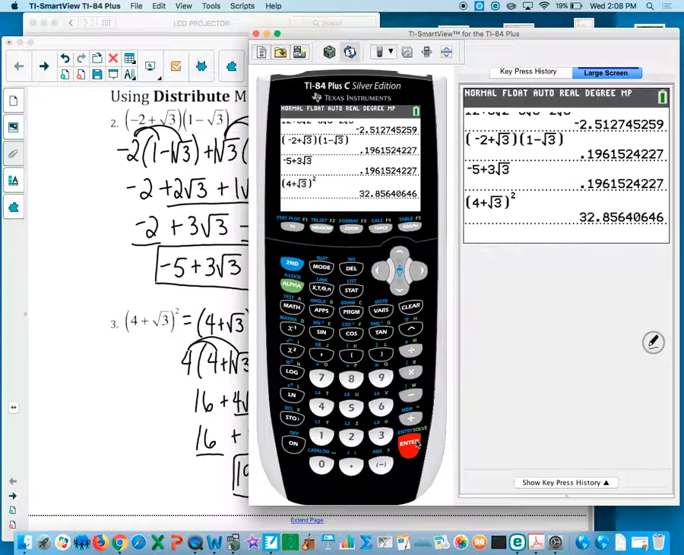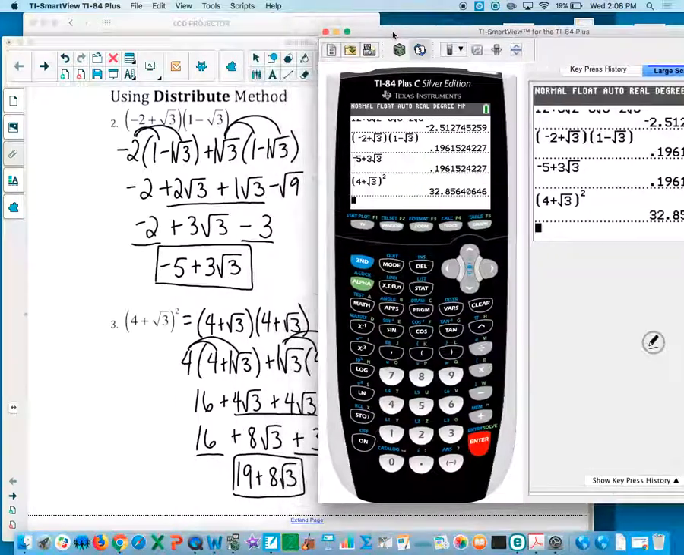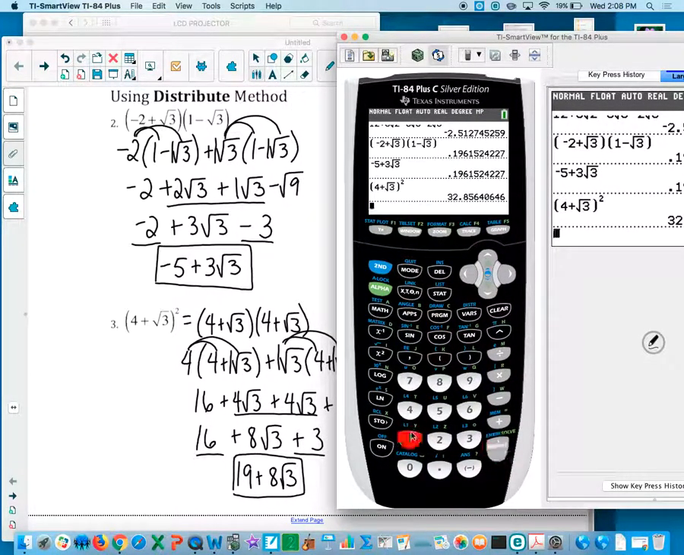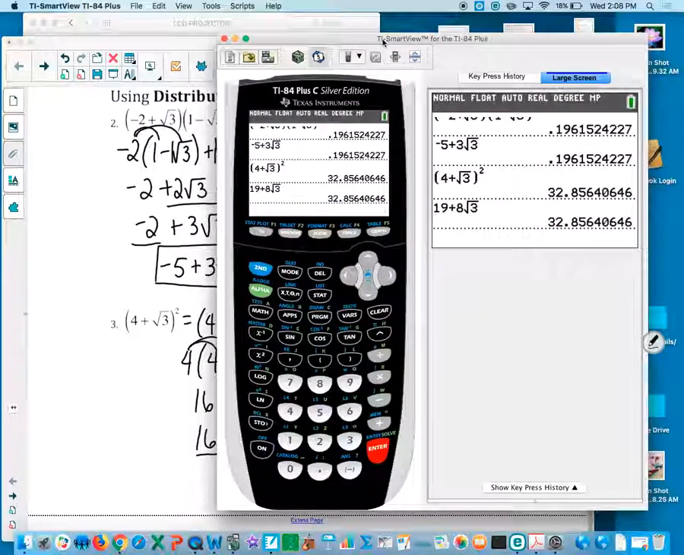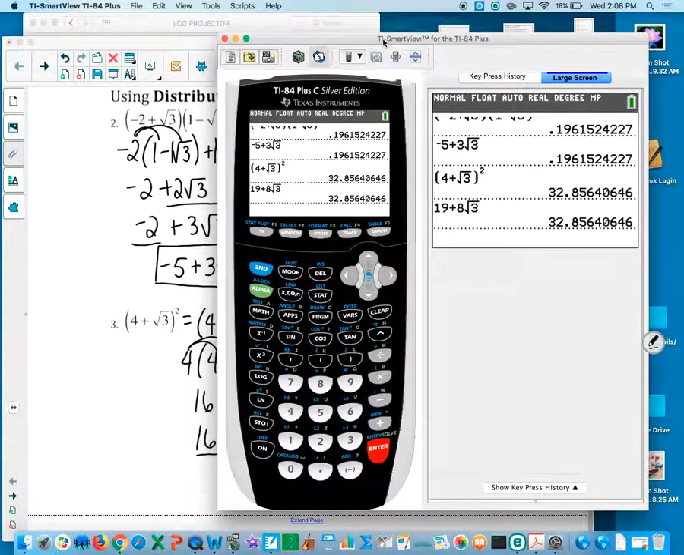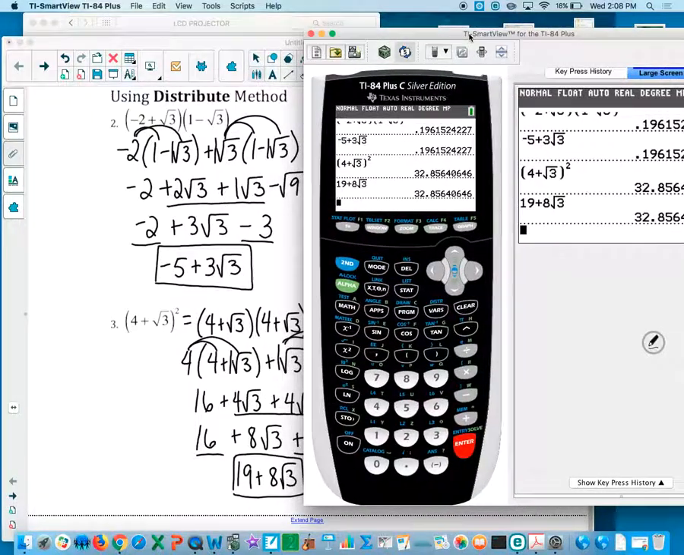So we get 32.856, and then we'll type in the answer. Just have to scroll over a little bit. And our answers check out. We have the 32.856 again. So it's a different method. When you go to do your practice, you can decide which method you like better and just do it with that method.